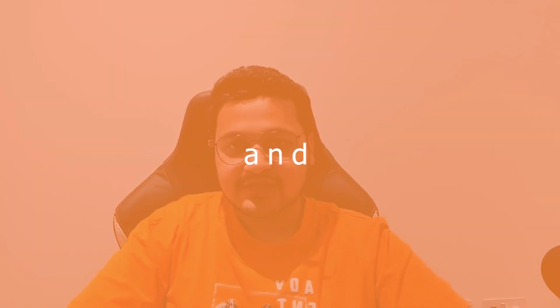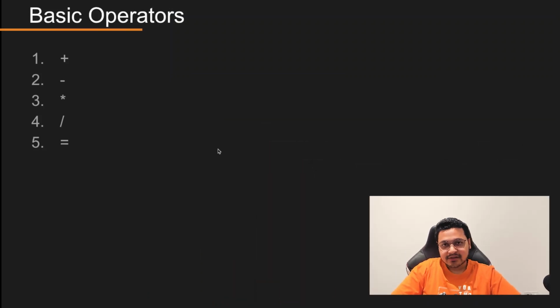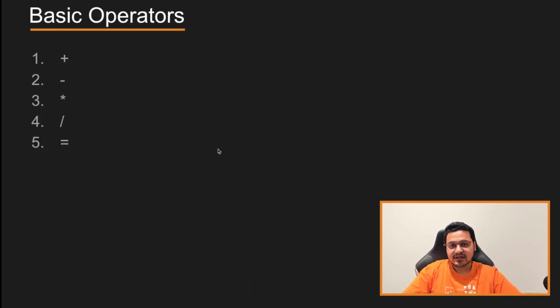So welcome back to the next video in the developer series. We are going to understand what the basic operators are and how we use them in our code. I'm going to talk about the basic operators, which are addition, subtraction, multiply, divide, and is equal to.